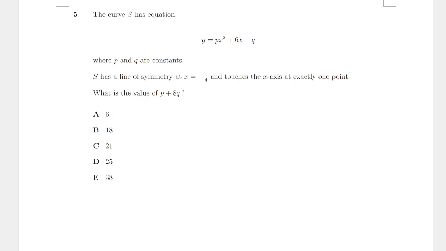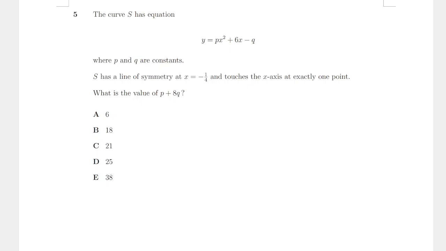Okay, question 5. The curve S has the equation y equals px squared plus 6x minus q, where p and q are constants. S has a line of symmetry at x equals negative a quarter and touches the x-axis at exactly 1 point. What is the value of p plus 8q?